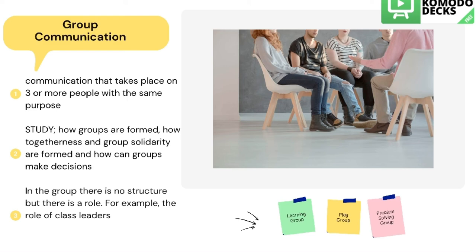Group communication has 3 types. The first is the learning group, the second is the play group, and the third is the problem solving group. So if the example is your class, it automatically is included in the learning group.